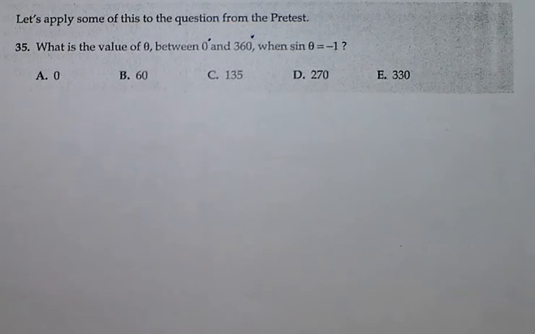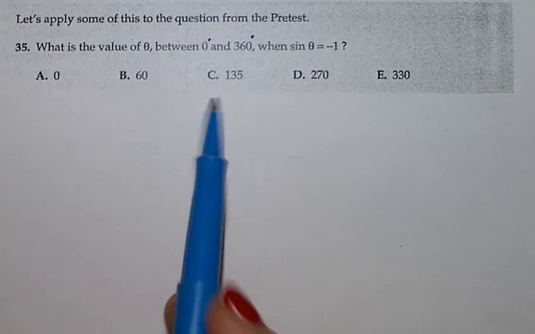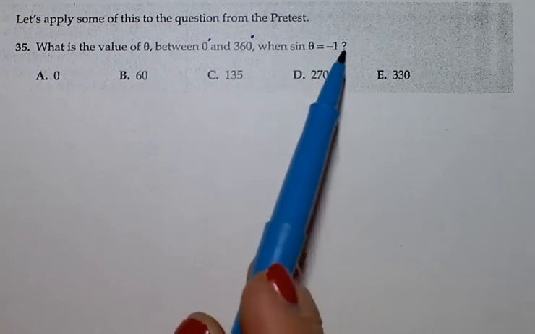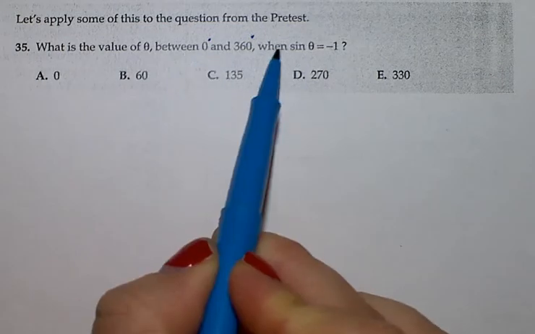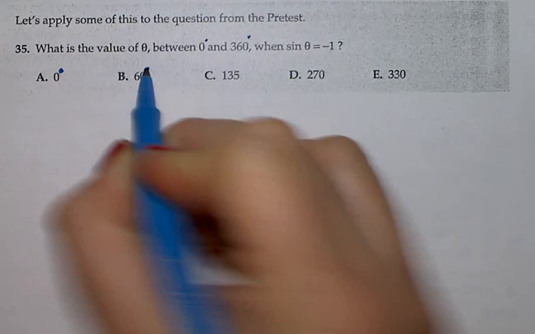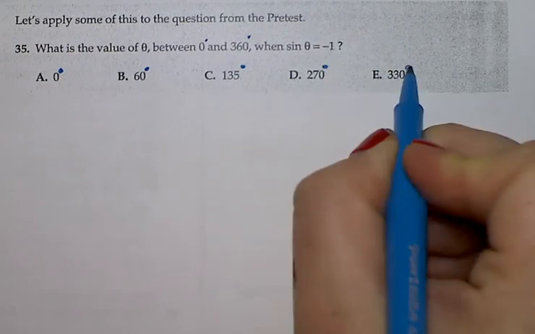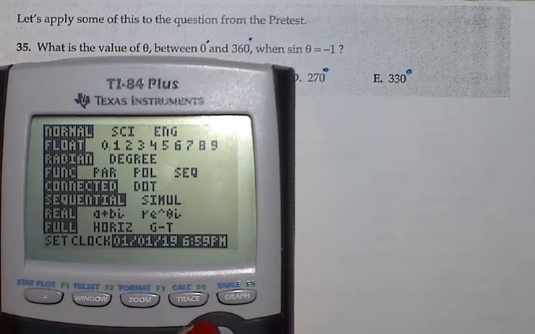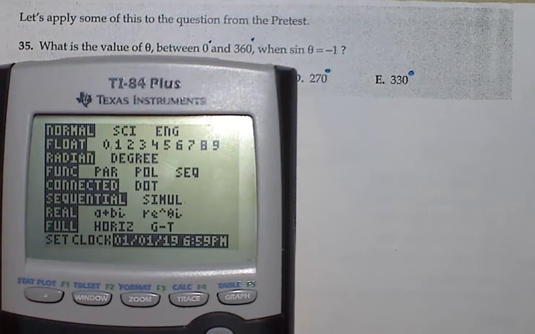ACT skill number 35: what is the value of this angle between 0 and 360 when the sine of the angle is -1? So we're working with degrees here, and they should have little degree symbols. They're missing that, and that should be present. So on your calculator, please go to mode, go down to degrees, go across and over the top of degrees, and press enter.